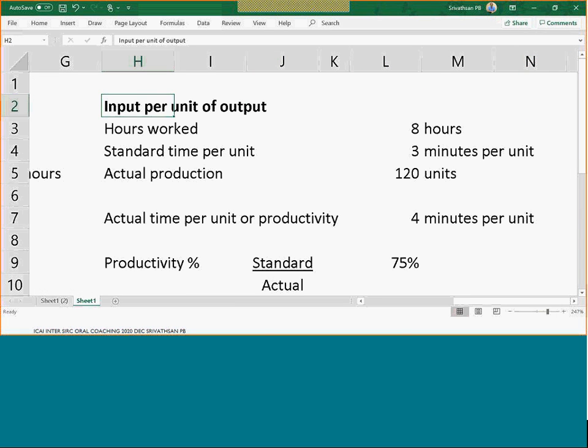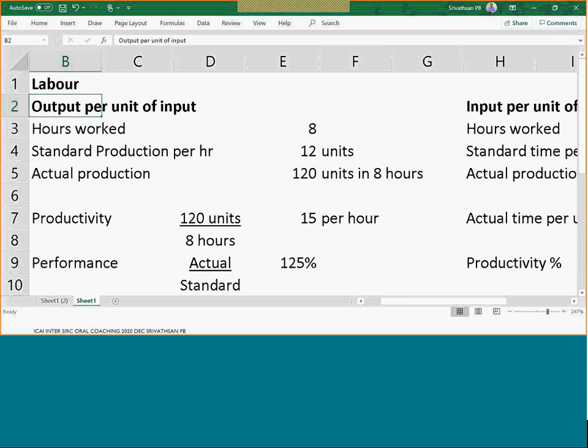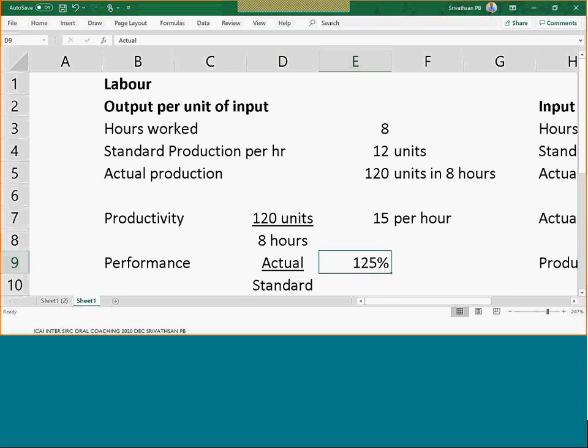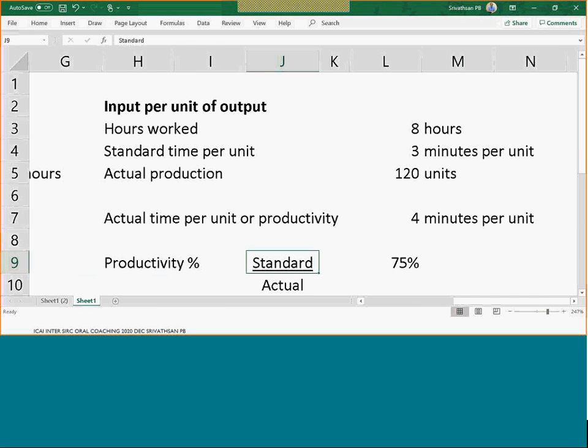So similar, yeah, material or labor hours per unit produced is productivity. Can you see the units produced per labor hour? Hours required per unit: we are seeing it in terms of input. Here it is seen in terms of output. Both you can measure. Only remember, if it is output, it is actual divided by standard. If it is input, it will be standard divided by actual. That is very important to remember.